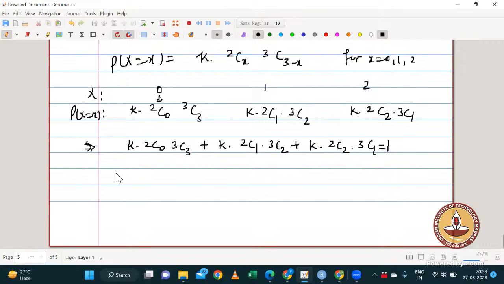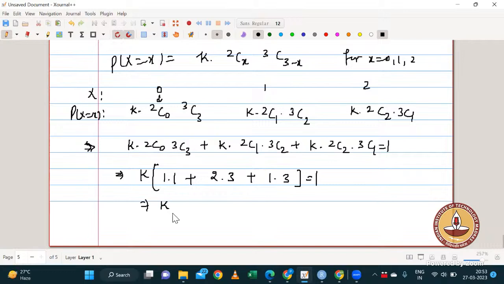This should be equal to 1. So k can be taken as common. So what's the value of 2C0? 1. 3C3, 1. And 2C1 will be 2. 3C2 will be 3 factorial over 2 factorial, 1 factorial, which is 3. So 3 plus 1 into 3, right? This should be equal to 1.